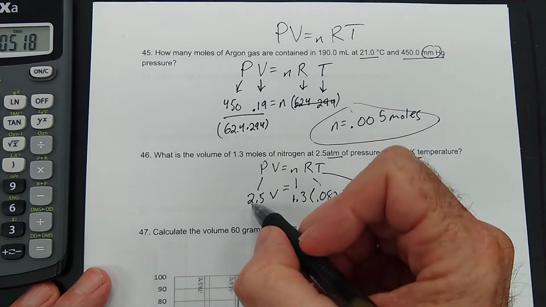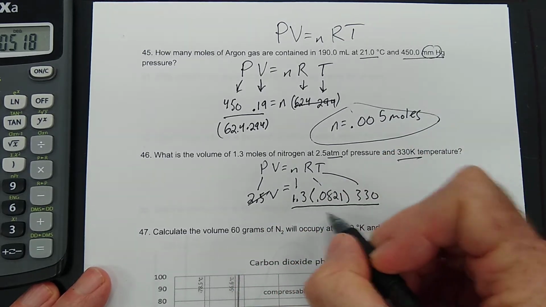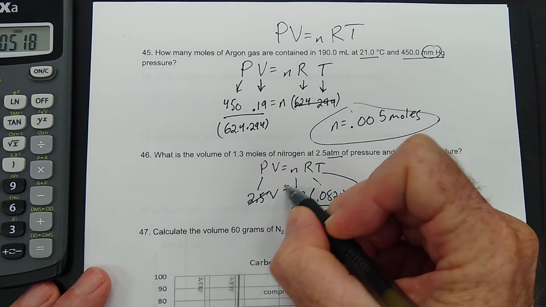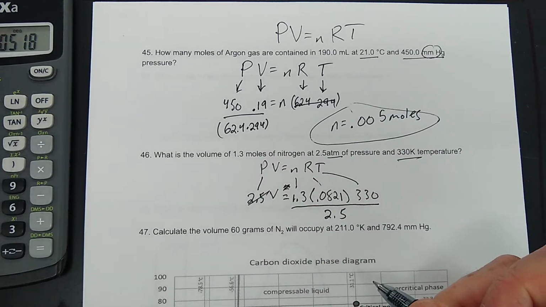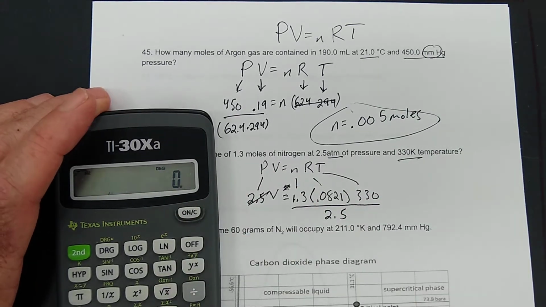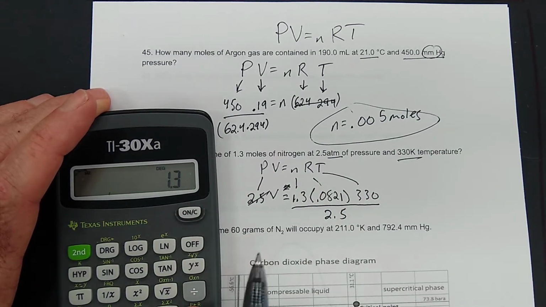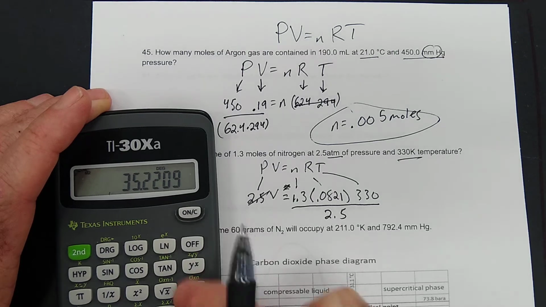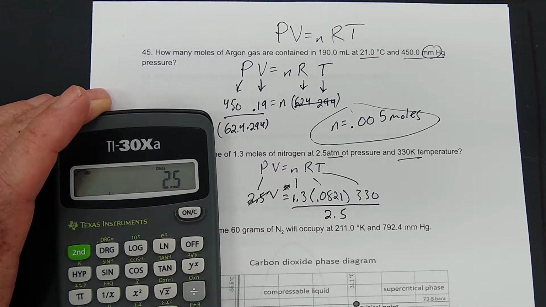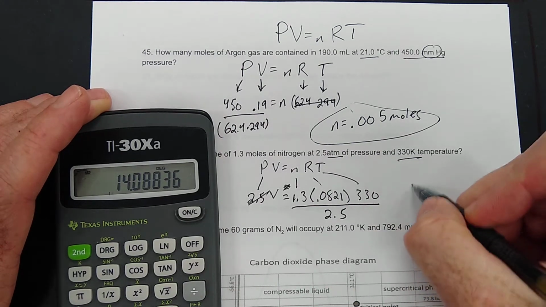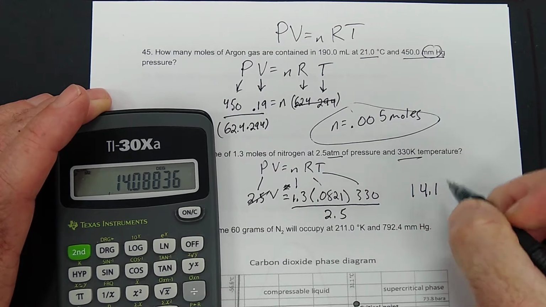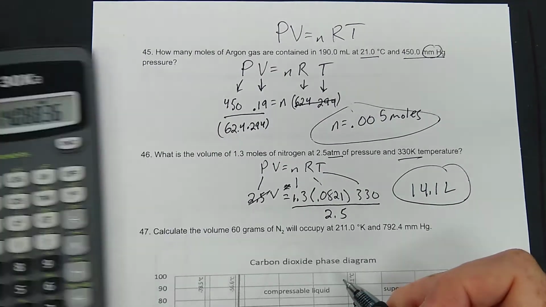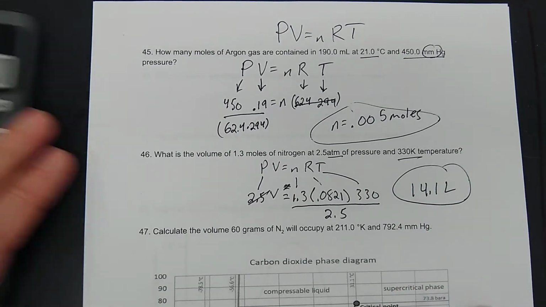Okay, how are we going to solve for this? We're going to move the 2.5 down here, and we very simply have V is equal to this equation. 1.3 times 0.0821 times 330 equals, divided by 2.5 equals. Looks like 14.1 liters is going to be our volume.